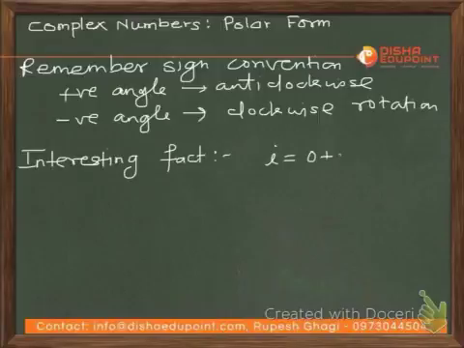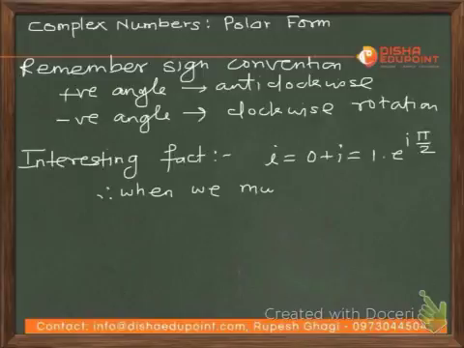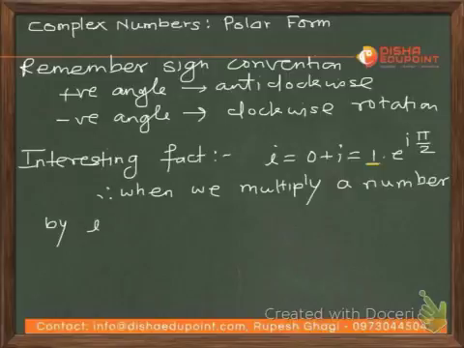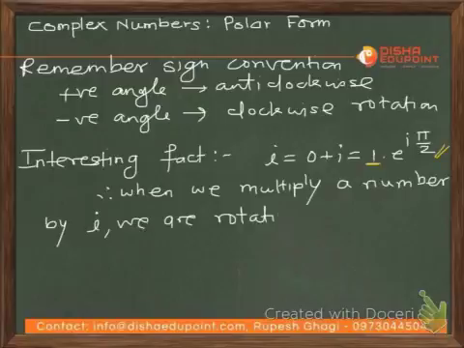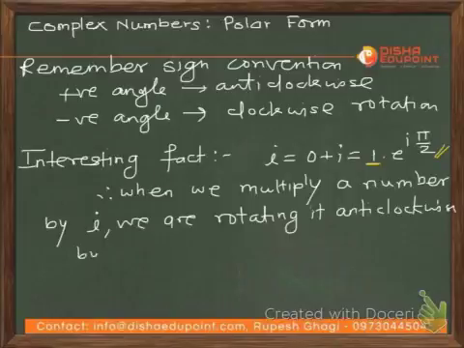Now here some interesting facts are there. Let's say we have the number i. The number i, which is 0 plus i, can also be written as e to the power i pi by 2. Modulus is 1 and angle is pi by 2. So what does this mean? If we multiply any number by i, its modulus is not going to change because the modulus of i is 1, but its angle is going to be changed by exactly 90 degrees, pi by 2. So when we multiply a number by i, we are rotating it anti-clockwise by 90 degrees.